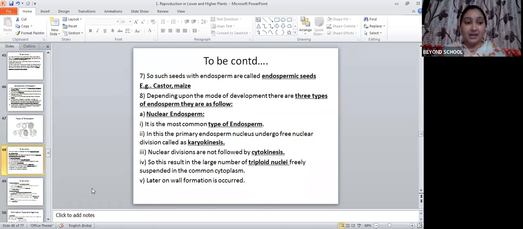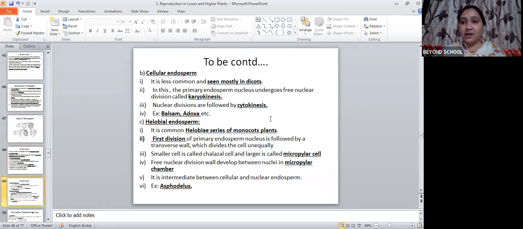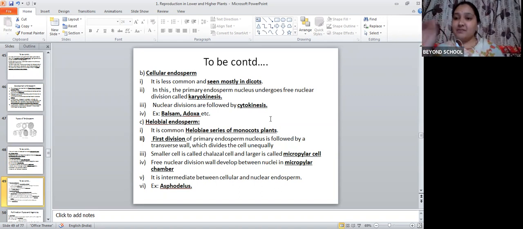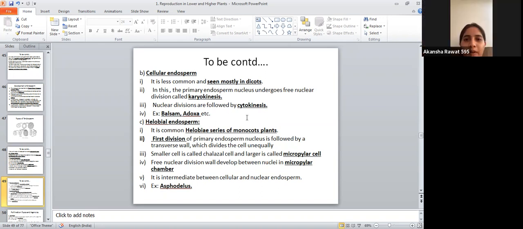But here in cellular, one nucleus is present because karyokinesis activity has been done. But the nucleus said, I will not go alone, everybody should come with me, each and every cell should participate. So that is why karyokinesis is followed by cytokinesis. Understood, dear?